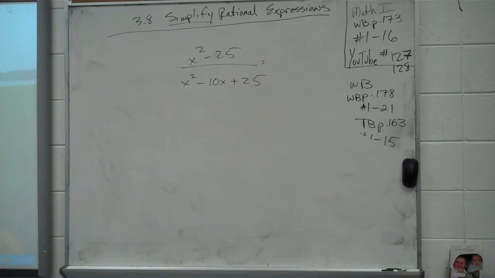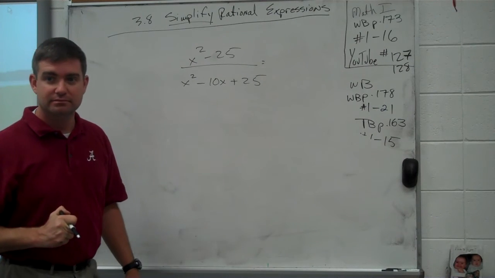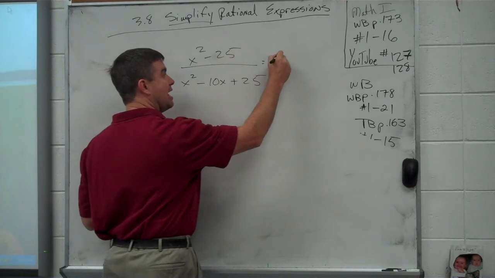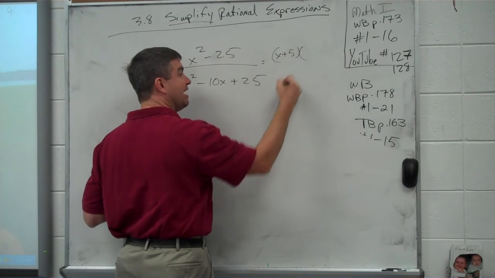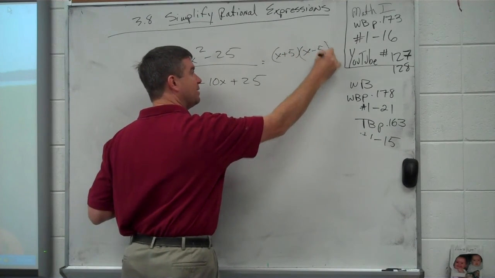What's rule number 1 of trying to simplify rational expressions? It starts with an F. Factor, factor, factor, factor, factor. Can I factor the top? Into what? X plus 5 and X minus 5.